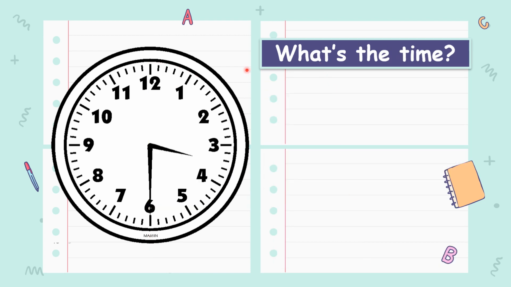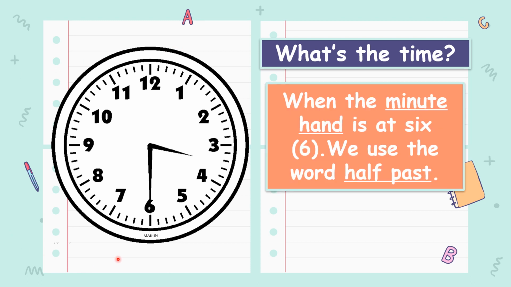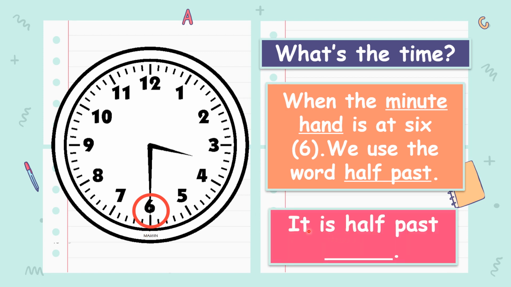What is the time? If you look at the picture here, when the minute hand, the long needle, is at 6, we always use the words half past. Okay, when you see the minute hand at 6, please remember we always say it is half past. So look at this picture. Where is the hour hand, the short needle? Yes, it shows 3. So the answer is, it is half past 3.